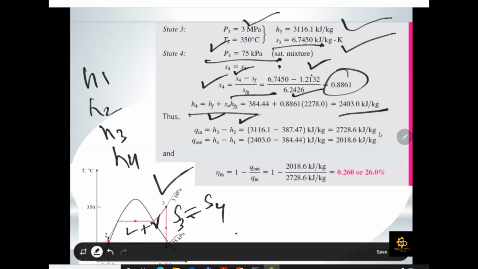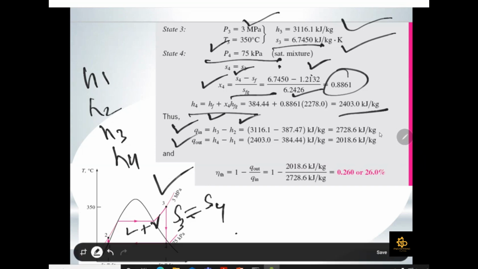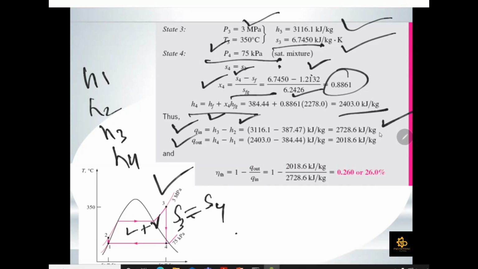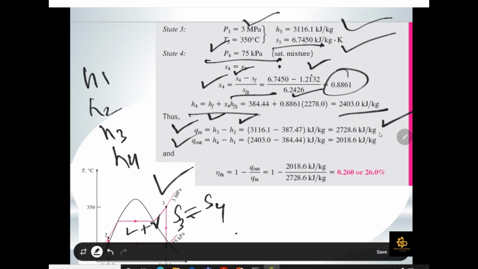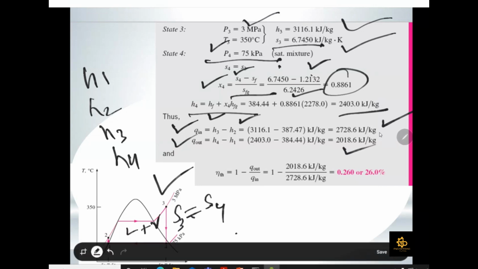Now you just have to put in the equation which we have already derived from the energy balance. Q in is equal to H3 minus H2. You can find out the Q in value. Q out is equal to H4 minus H1. H4 is known to you, H1 is known to you. You can easily find out the heat output, which is the heat rejected.